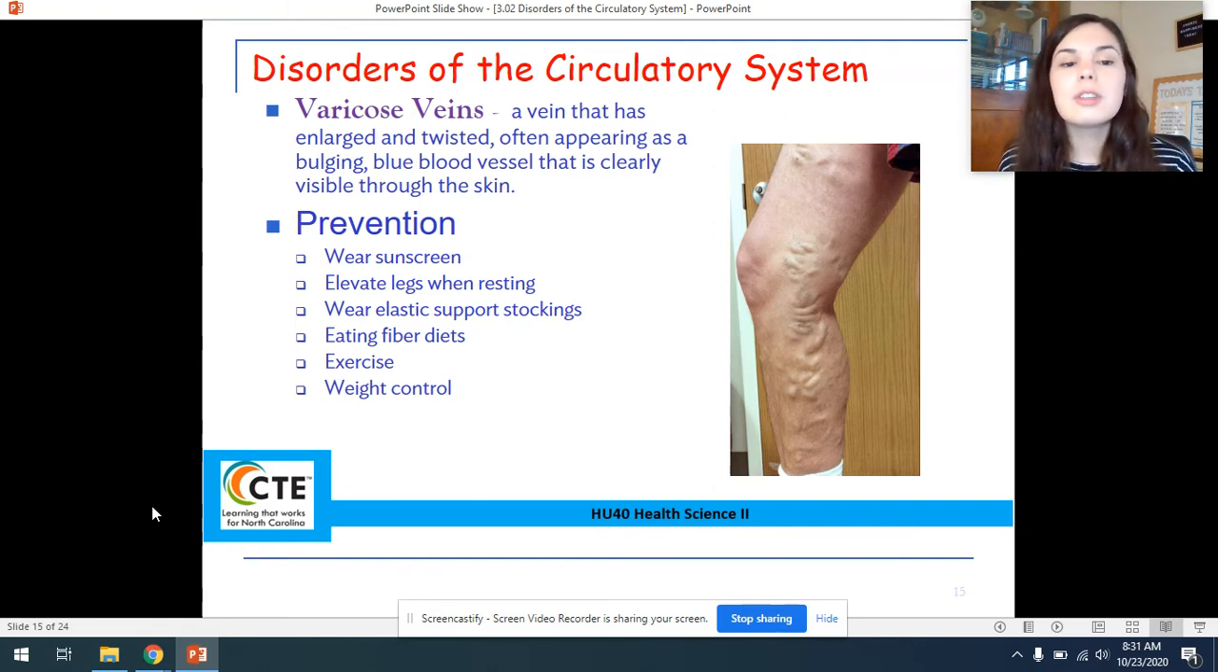Prevention for varicose veins includes things like wearing sunscreen, elevating your legs when resting, wearing elastic support stockings, eating high fiber diets, exercising, and maintaining your weight. But typically, varicose veins are very common in older adults, especially women.